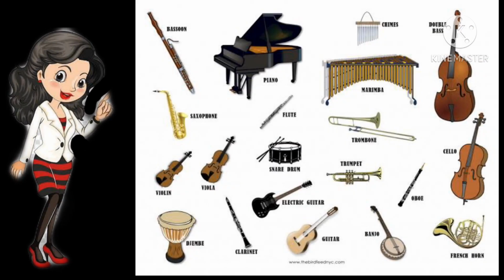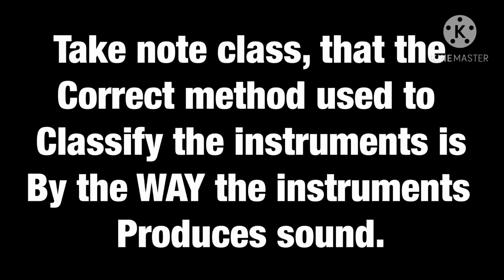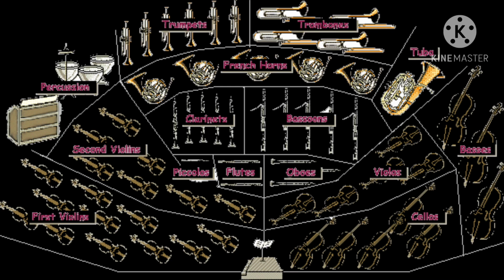I want you to know that classifying instruments has nothing to do with what the instrument is made of, or why you are tempted to call the saxophone a brass wind instrument because it appears to be made of brass. Doing so is incorrect. Take note, class, that the correct method to classify instruments is by the way the instrument produces sound. Once the way an instrument produces sound is determined, it can be placed in one of the families of instruments. We'll start with the orchestra's 4 families of instruments.